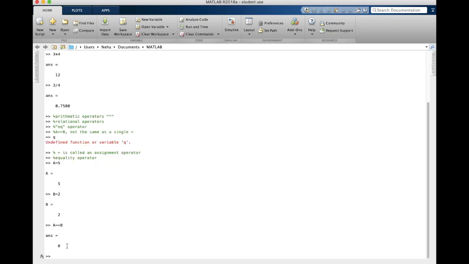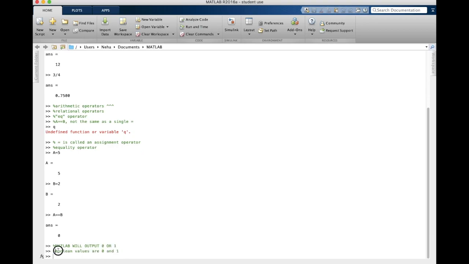And it does not. But MATLAB is not going to give you a yes or no answer. It is instead going to give you zeros and ones. 0 and 1 are called Boolean values. Boolean values are true or false. So 0 means false and 1 means true. And MATLAB will output either 0 or 1 to indicate true or false. So is the statement true or is it false? Well, A does not equal B because 5 does not equal 2. So MATLAB output a 0.